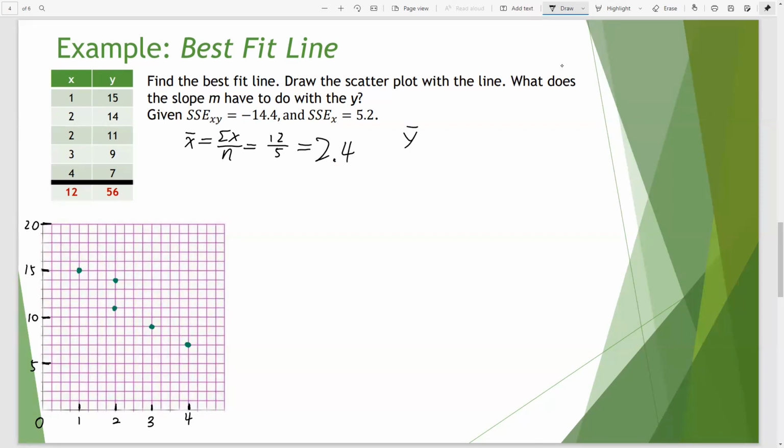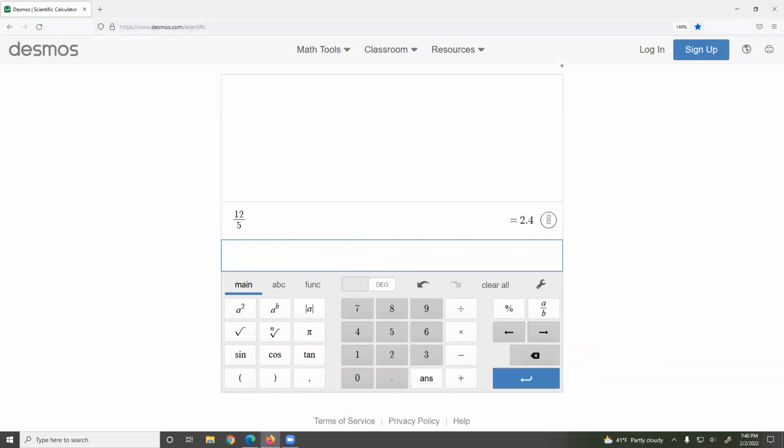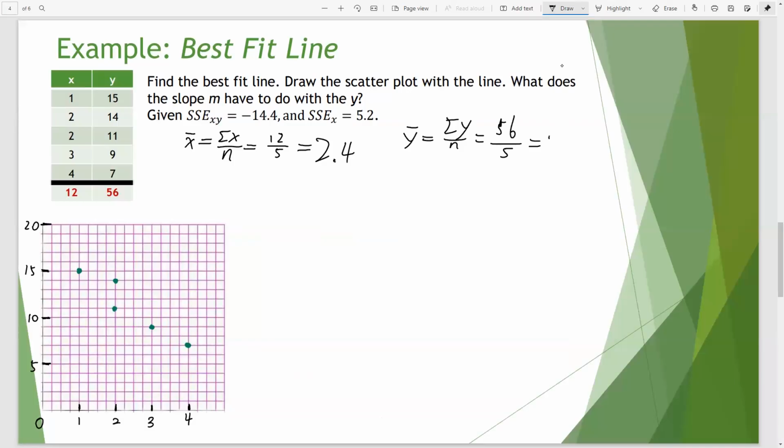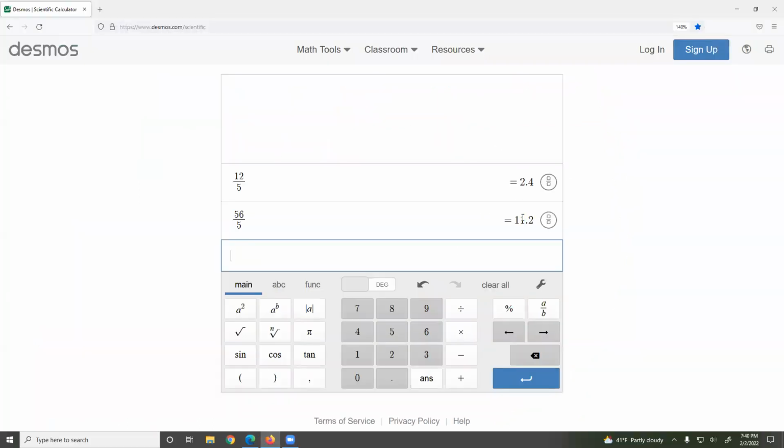Then y bar is sum of y over n. The row total is provided, 56, divided by n, which is 5. N is the number of pairs we have. We have 5 sets of xy, 5 pairs of xy. And we have 11.2 as y bar, the quotient here.